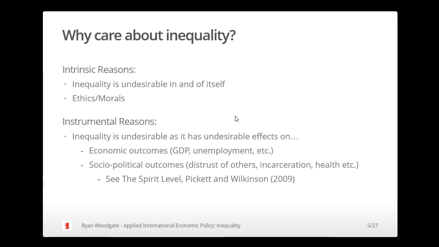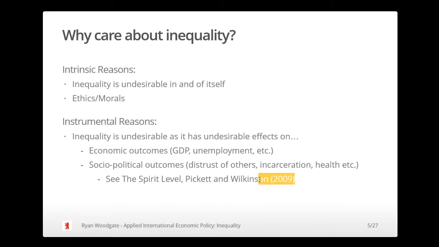And if higher inequality leads to higher unemployment, perhaps for that reason, someone might say we must reduce the level of inequality. But it could also have undesirable outcomes or effects on social political outcomes. So this could be the distrust of others, incarceration rates, health outcomes like obesity and so on.